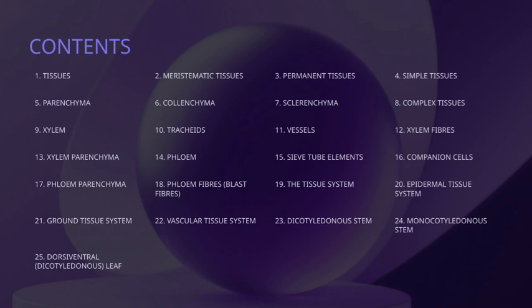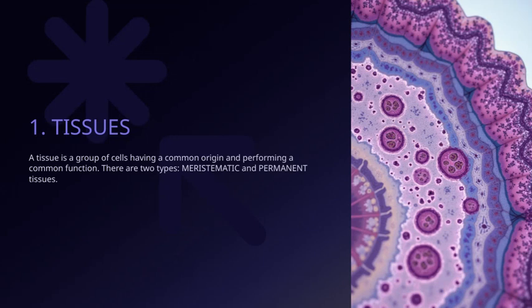These are undifferentiated cells that give rise to all other tissue types, enabling the plant to grow in length and girth. Understanding these tissues and their organization helps us appreciate how plants grow, transport substances, and adapt to their environment. A tissue is essentially a group of cells that share a common origin and work together to perform a specific function. Think of it as a team of cells that collaborate to keep the plant healthy and functioning properly.